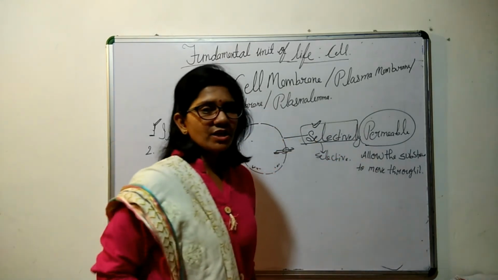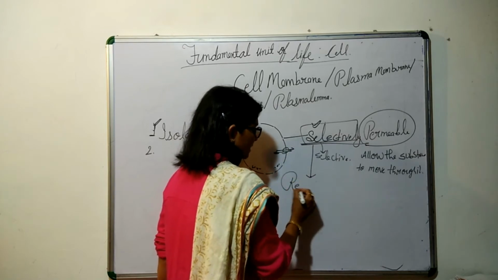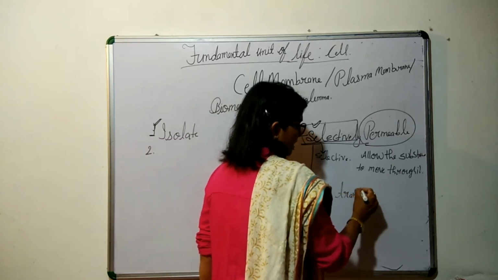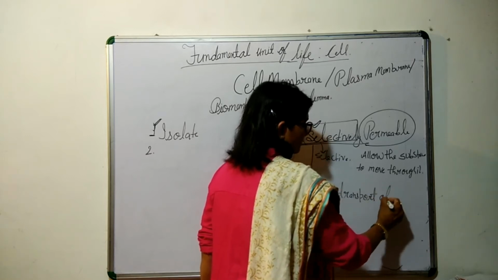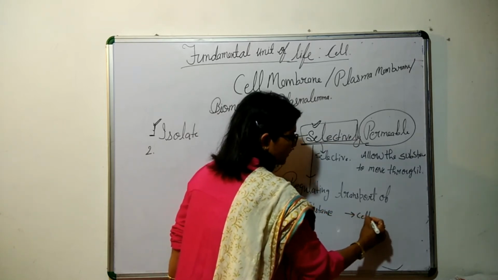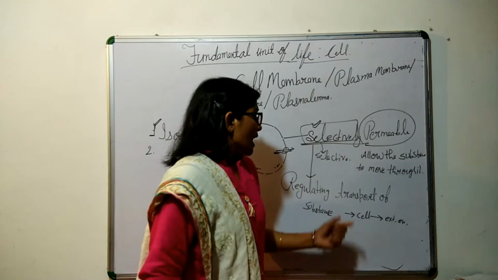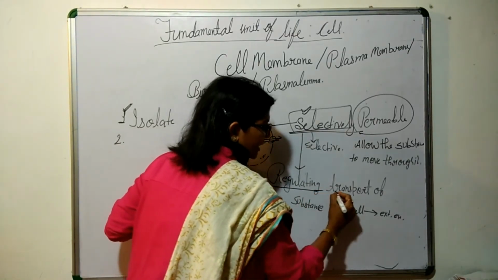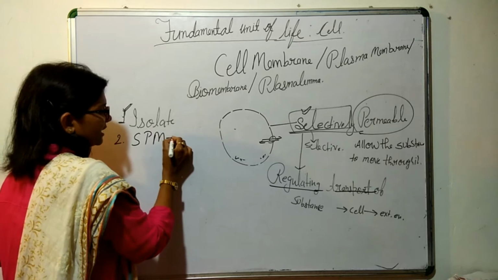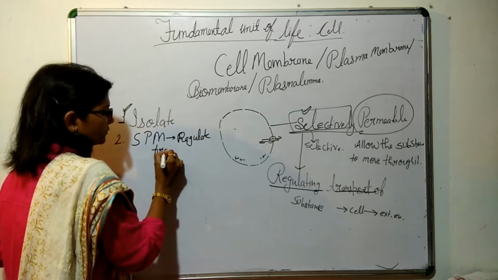Because of this nature, the plasma membrane plays a very important role in regulating the transport of substances into the cell and from the cell to the external environment. Because it is regulating the transport of substances, due to the selectively permeable membrane, we can write the second function of it: regulate transport of substances.